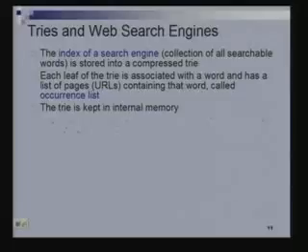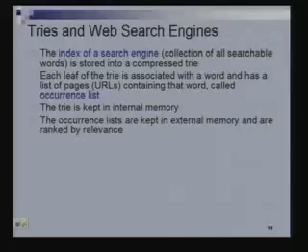The trie is kept in internal memory. The list can be very, very long. If you type a word like computer, imagine the number of URLs, pages, that would contain that word. So this occurrence list would be huge, right? So that's why it's not kept in main memory. It's kept on disk.